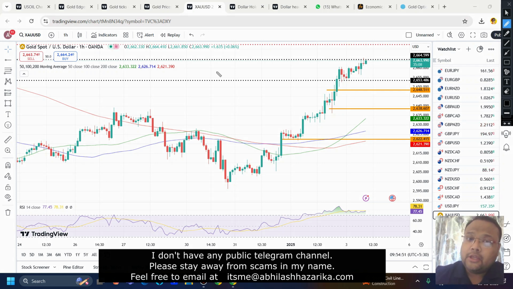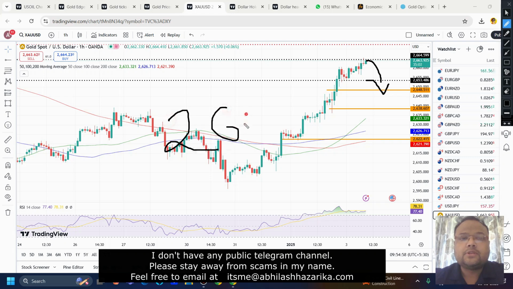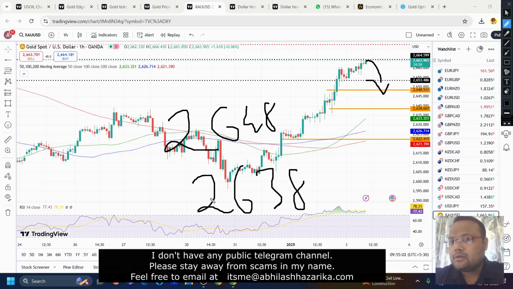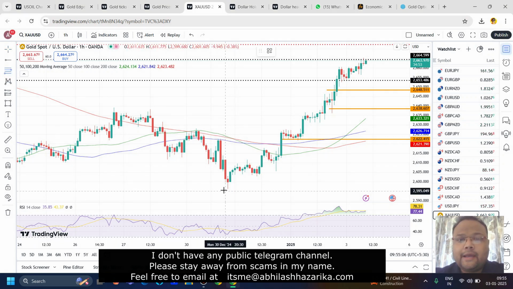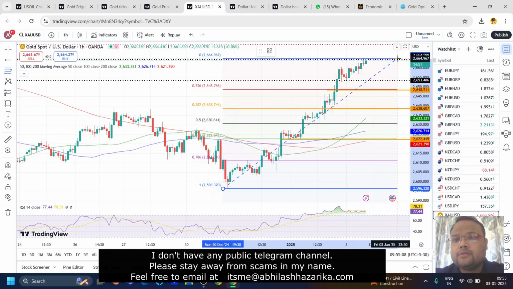And before the US session, if you see the market coming down, then you can look for support around two levels. First is 2648, then 2638. These are the two levels on the chart of gold where we can look for a buy position. Why are we looking for a buy around 2648? Because we are using Fibonacci here. This is Fibo 0.236 and 0.382.